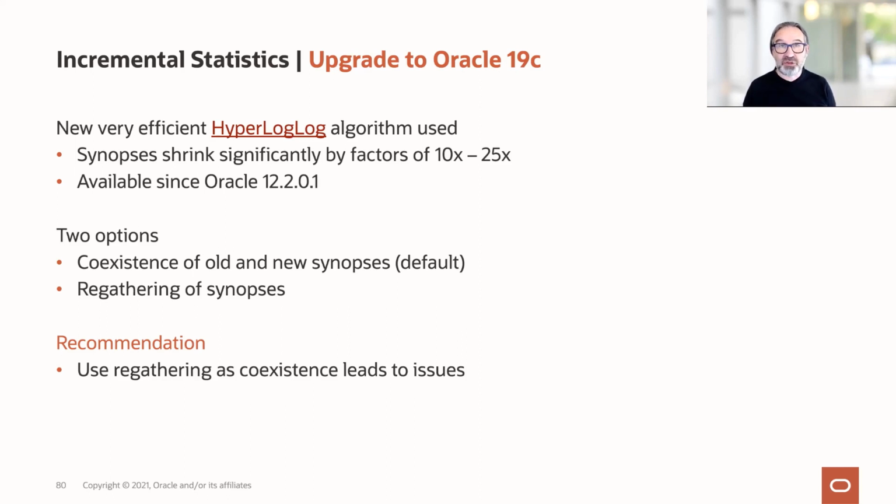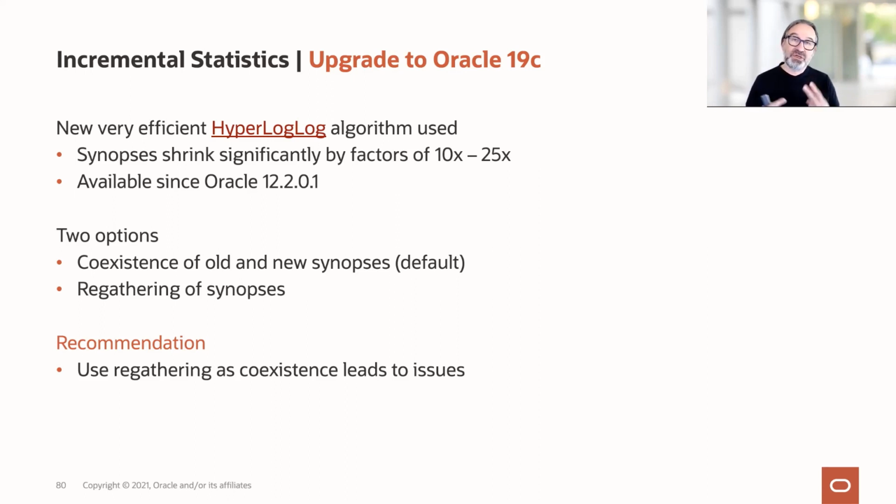And with that algorithm, the synopsis shrinks significantly. From the tests I've done and what we've seen, we would estimate between a factor of 10 to a factor of 25. So let's assume we had a terabyte synopsis before, then it makes a huge difference if you now have just 100 gigabytes consumed rather than a terabyte before. And it can be even less than that. That is available since 12.2.1.